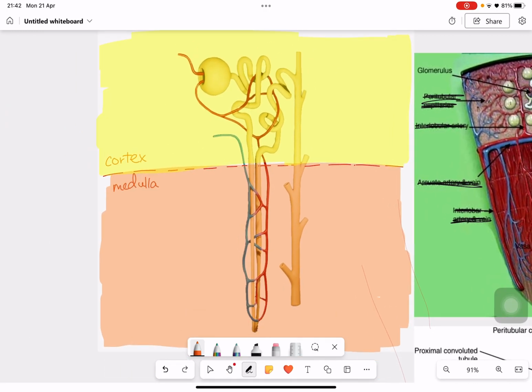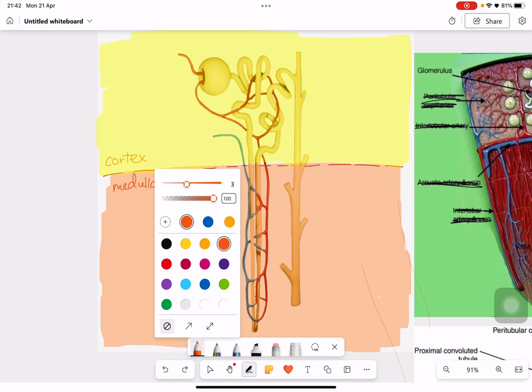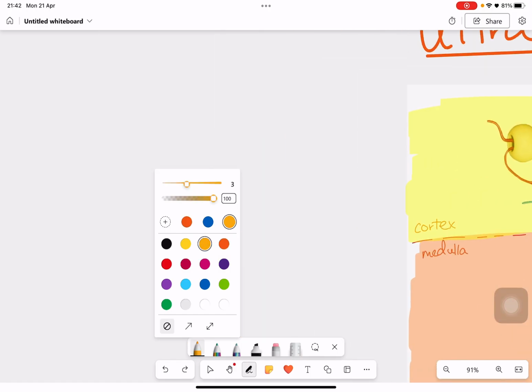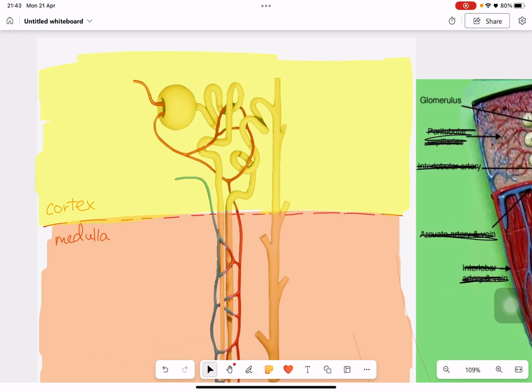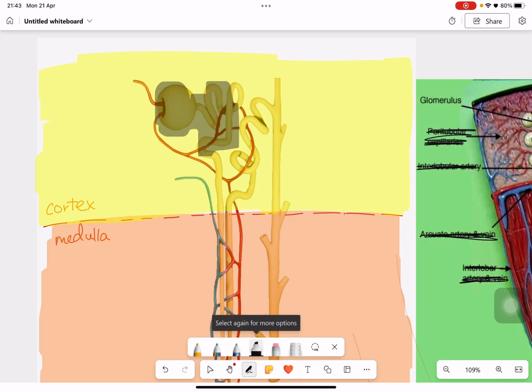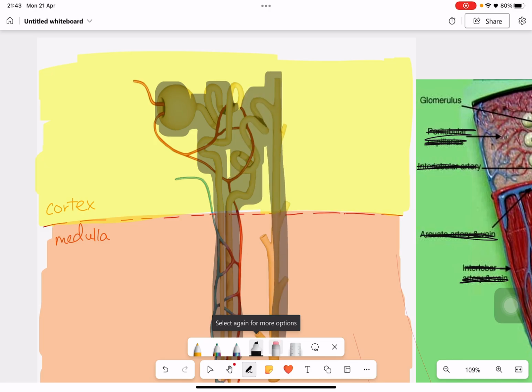I treat one nephron as having two components. One of the components is the kidney tube. By the kidney tube, I'm referring to the kidney part, so you see this entire winding thing. This is part of the kidney.